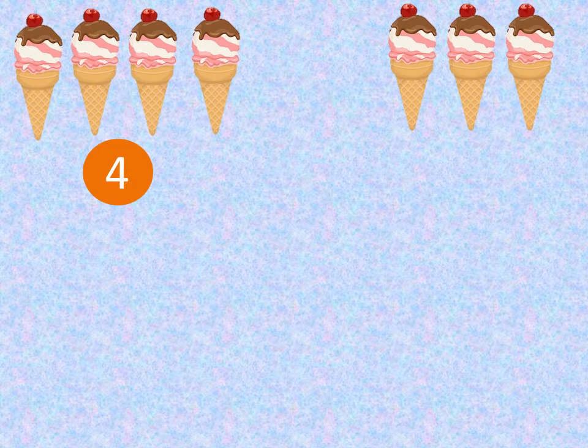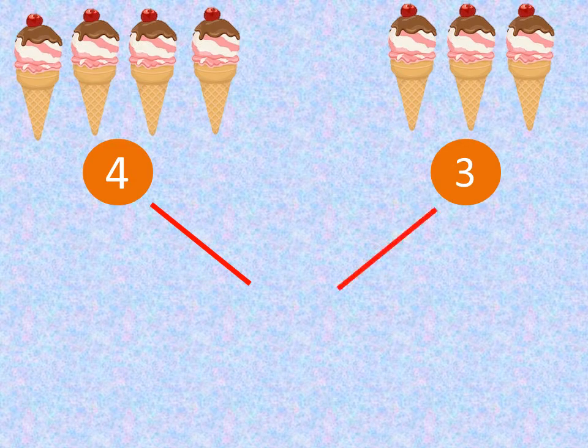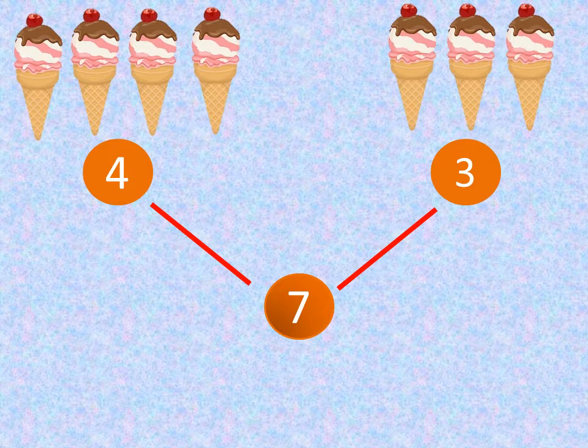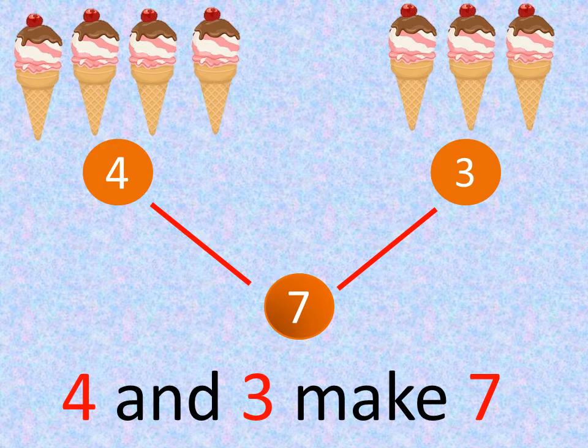What are those? Ice creams. Would you like to eat ice creams? Yes, of course. 4 ice creams, 3 ice creams. 4 and 3 make 7. How many ice creams are there all together? There are 7 ice creams. 4 and 3 make 7.